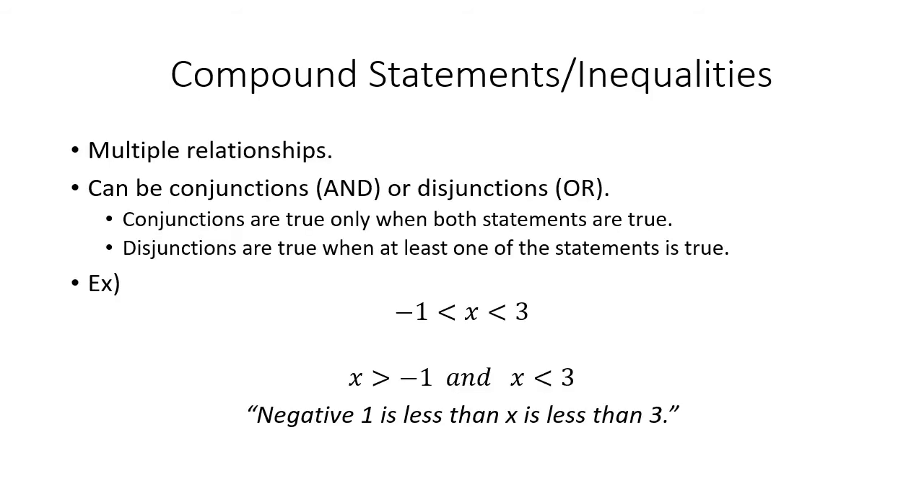So compound inequalities kick up the difficulty a little bit. We end up with two different kinds of compound inequalities: conjunctions, which are and statements, and disjunctions, which are or statements. Conjunctions are true only when both statements are true, and disjunctions are true when at least one of the statements is true. So in this example, negative 1 is less than x is less than 3. You could think of this as two separate inequalities where x is greater than negative 1 and x is less than 3. And then you would shade where both of these things are true.